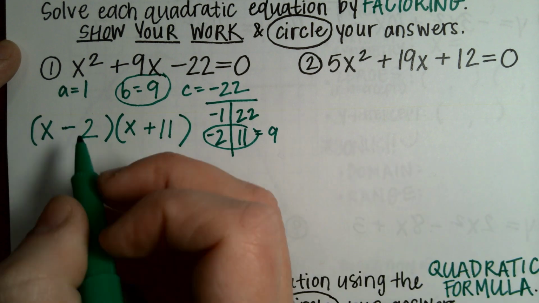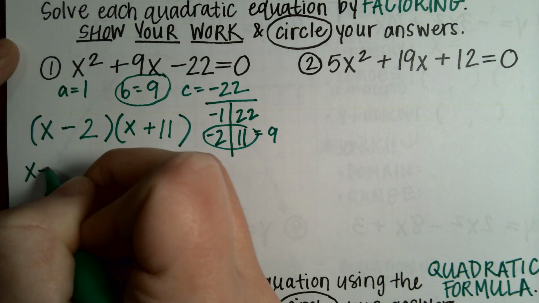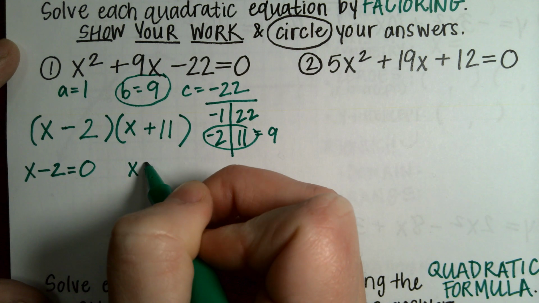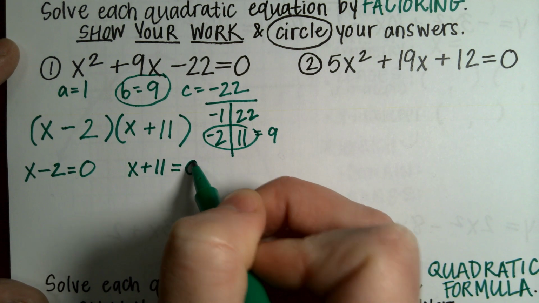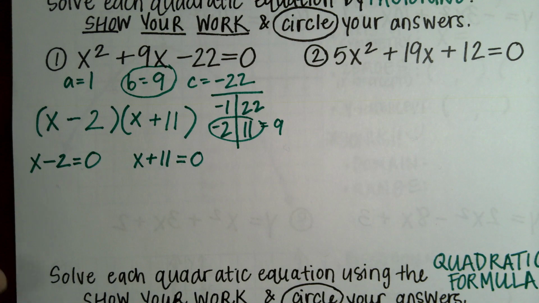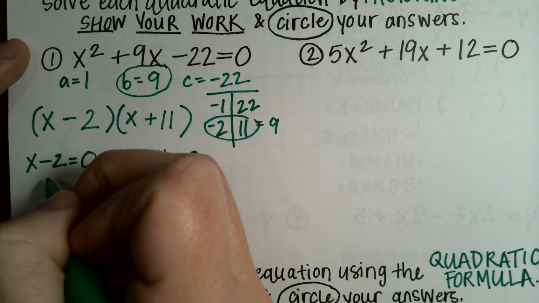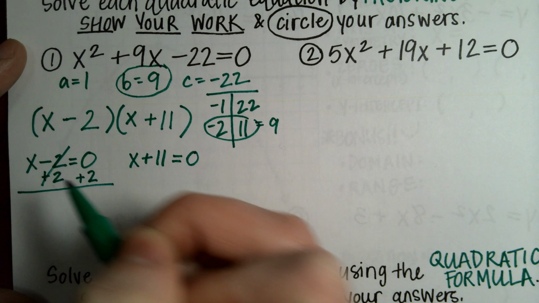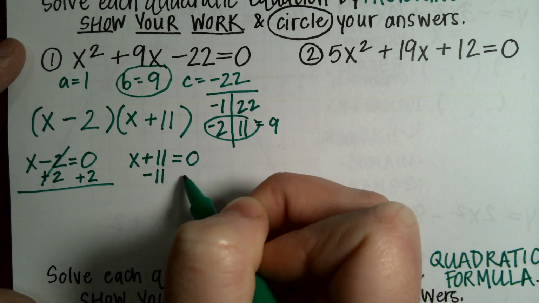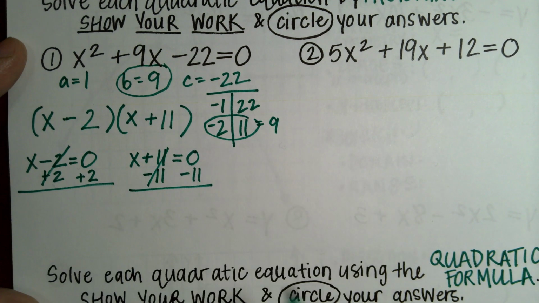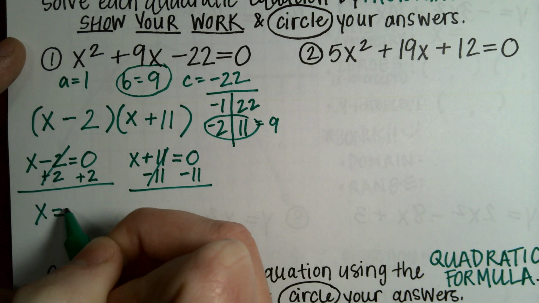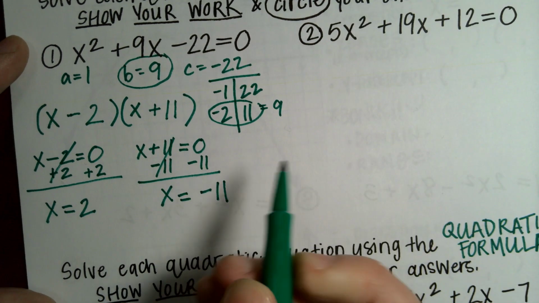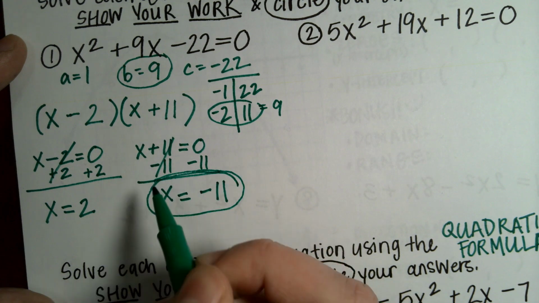Two different equations. Yeah, we're going to have 2 different equations. We've got x minus 2 equal to 0, and then we have x plus 11 equal to 0. Okay? And we know we're just going to use inverse operations here. Minus 2, I'll add 2 to both sides. Plus 11, I'll subtract 11 from both sides. So we're going to get x equals 2 and x equals negative 11. These are our 2 answers.